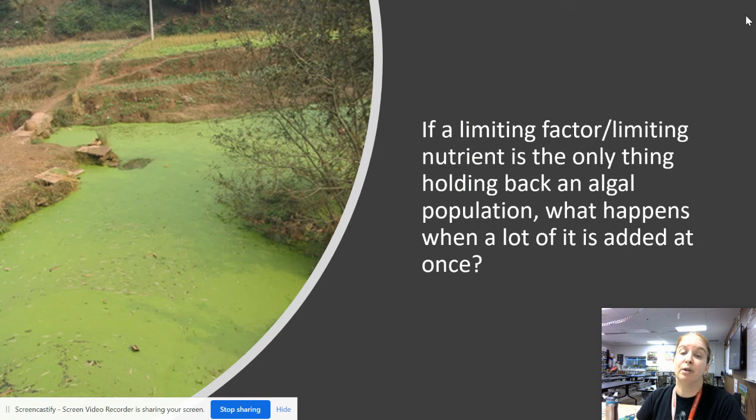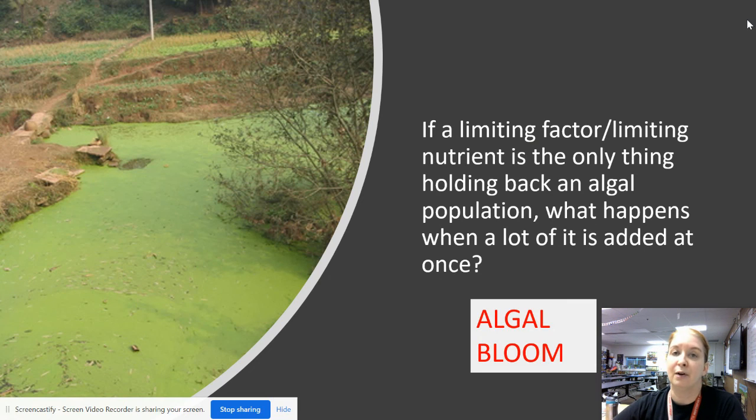So going back to pretty much any waterway, if a limiting factor or limiting nutrient is the only thing holding back an algal population, what happens when a lot of it is added at once? This usually happens when fertilizers that are full of nitrogen and phosphorus get washed into waterways. And we get what is called an algal bloom, which causes other fun and awful things that we'll talk about later this year. So I think, yep, we have survived the notes.